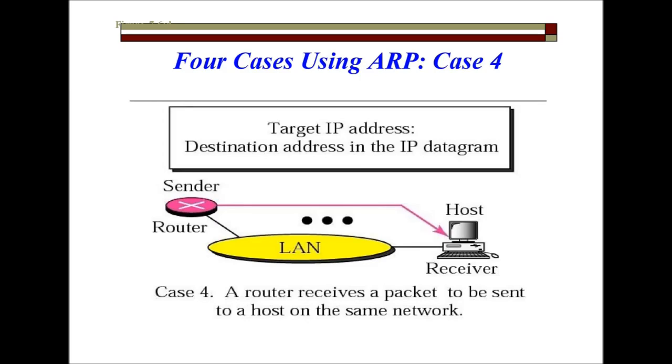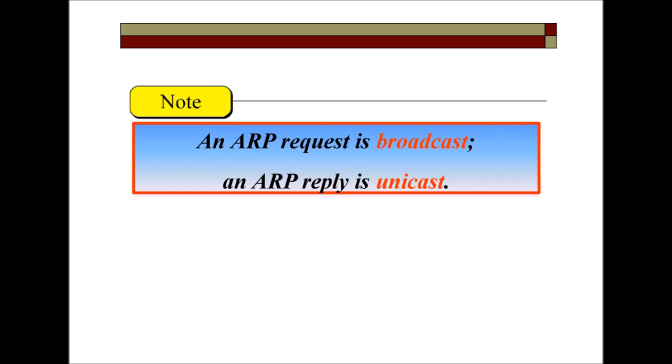But in case 3, we have discussed that the physical address of the router is needed because the next device is not the final destination device and the packet will be forwarded to another network. So in case number 3, we have discussed sender and receiver were both routers. In case number 4, the sender is a router and the receiver is the ultimate destination or ultimate receiver device. An ARP request is broadcast and the ARP reply is unicast.